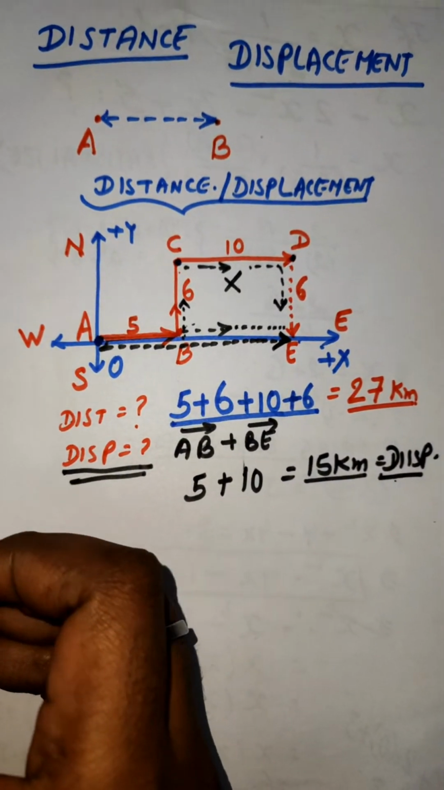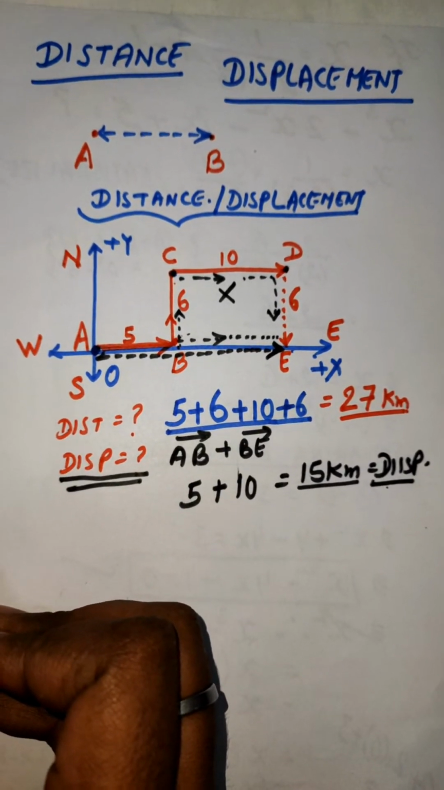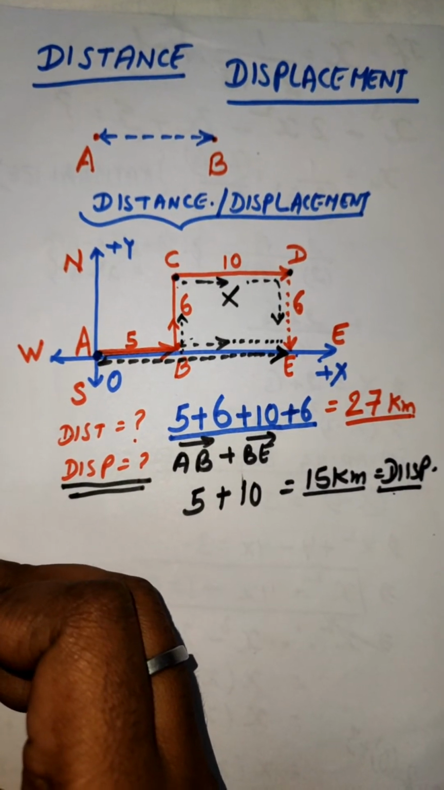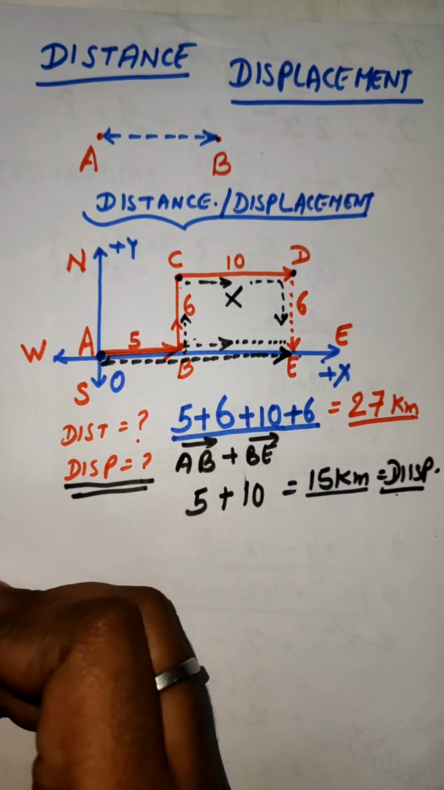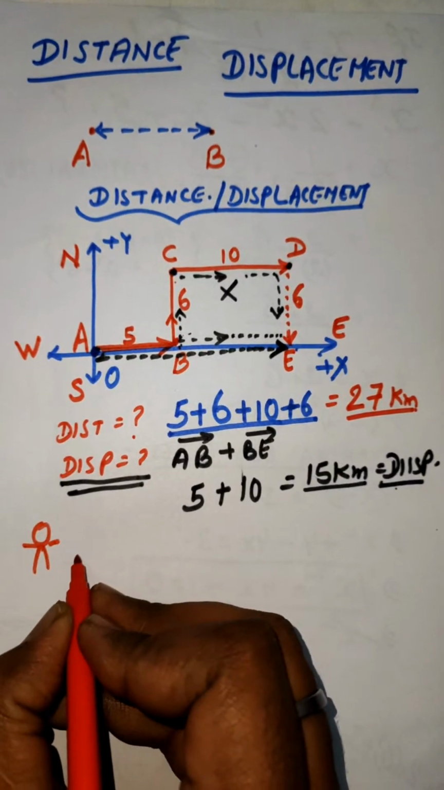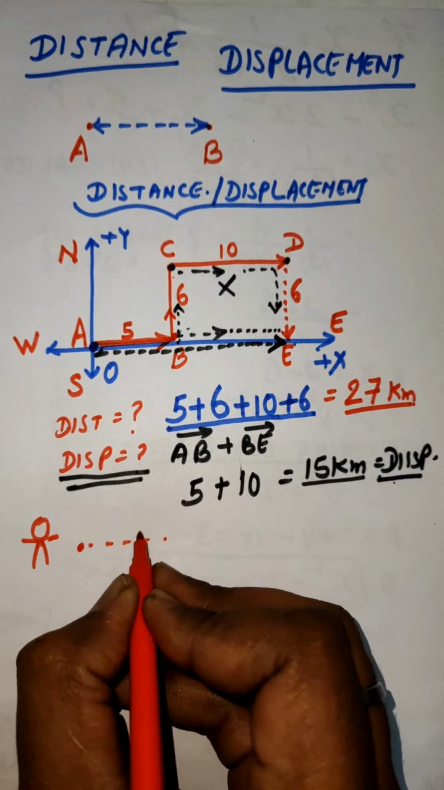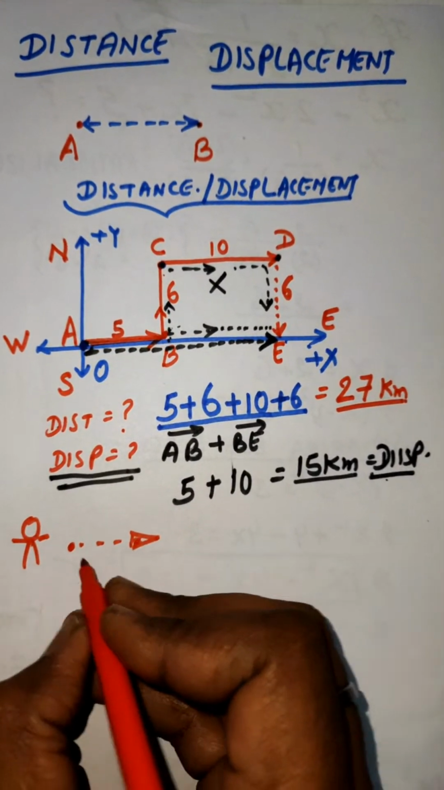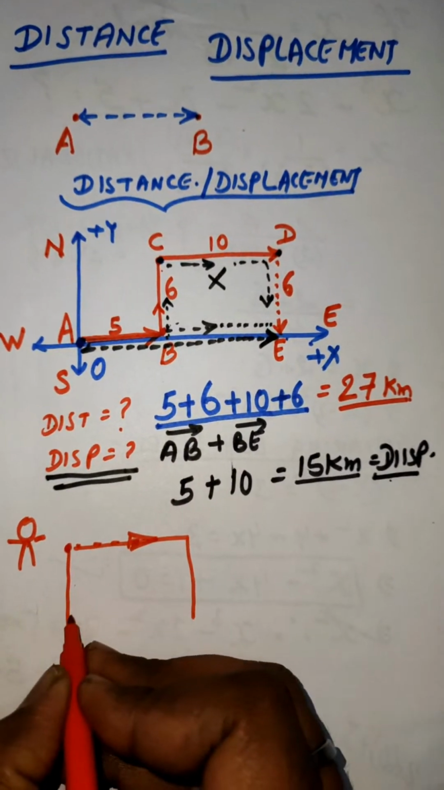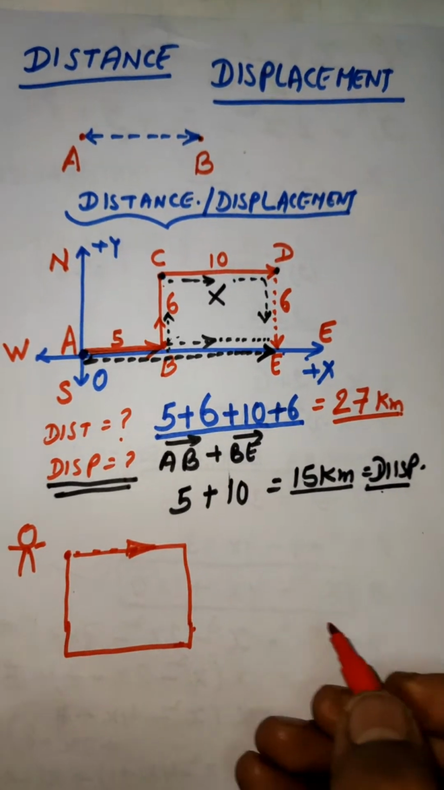So there are around 50 videos which I have placed on my channel on distance and displacement. I am just going to explain a few of those, where it's given that a man is going on a jogging track which is built on the perimeter of a square park. Okay, this is a square park.